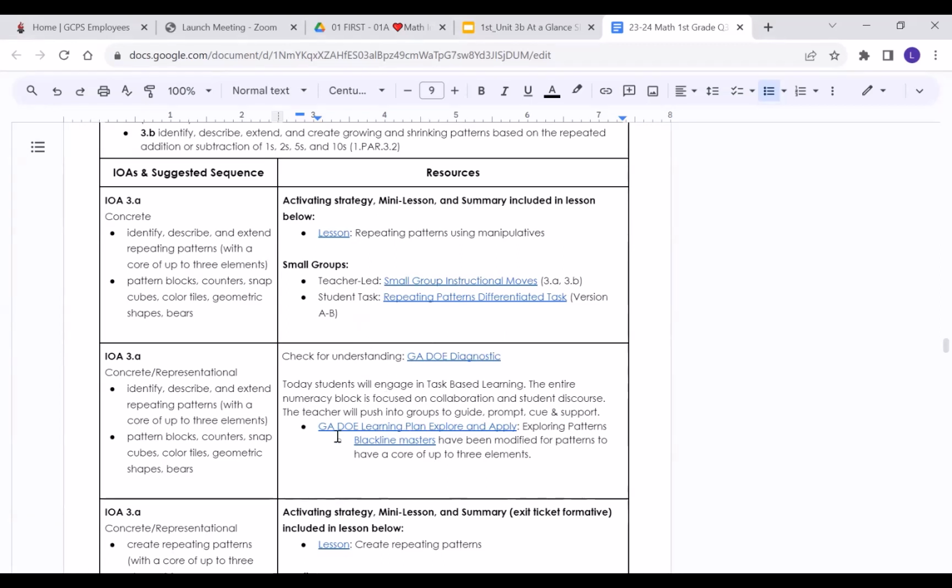We begin the unit with about 3 days of instruction on repeating patterns, IOA 3A. We pace this IOA for a shorter amount of time because students have worked with repeating patterns in kindergarten. Students will use a variety of manipulatives to model repeating patterns, like pattern blocks, counters, snap cubes, color tiles, geometric shapes, and bears. The repeating patterns will have a core of up to 3 elements, like an AB, AAB, or an ABC pattern.